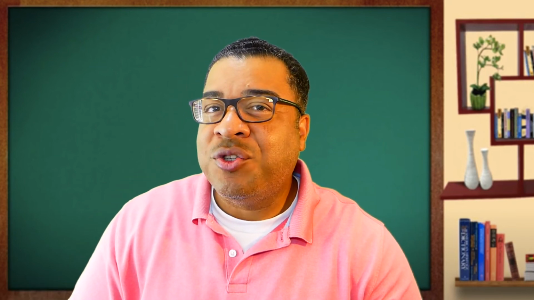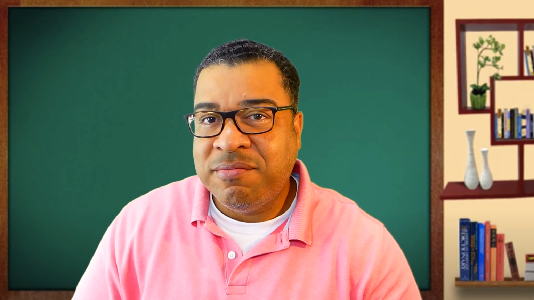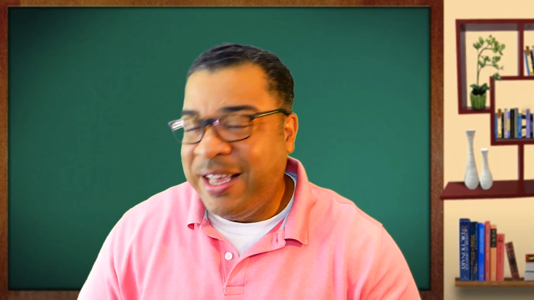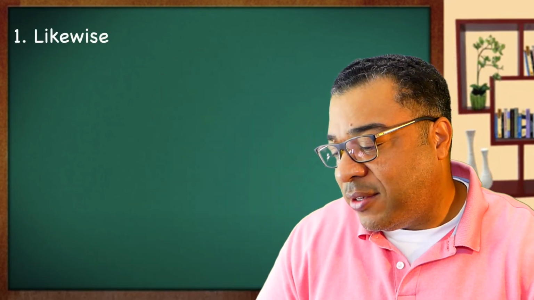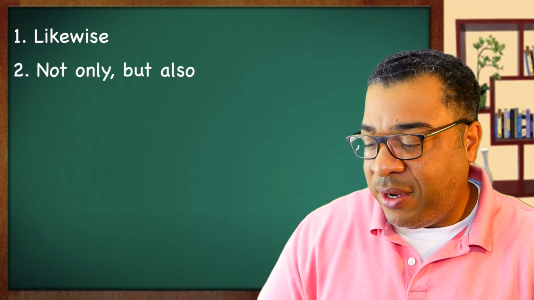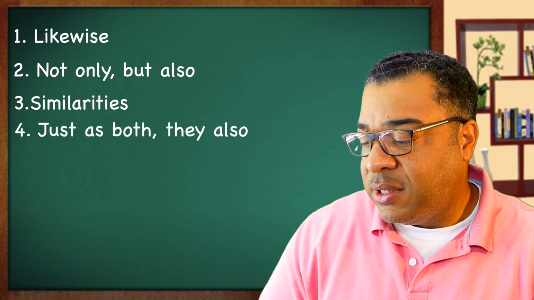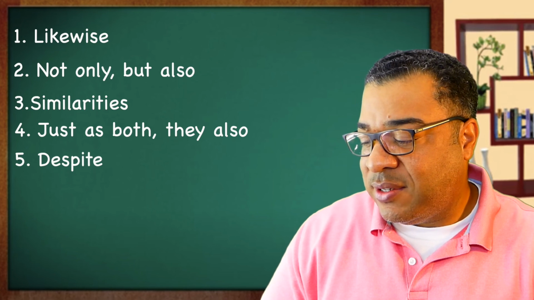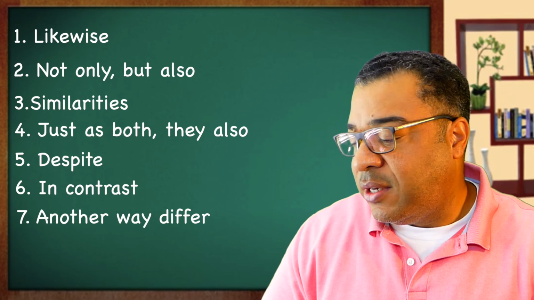All right, how many transitional signal words did you hear? Did you hear 5, 6, 7, 8? The answer is 8. Let's go over the words that you heard. The first one you heard was likewise. Number 2 was not only, but also. Number 3, similarly. Number 4, just as both, they also. Number 5, despite. Number 6, in contrast. Number 7, another way, differ.